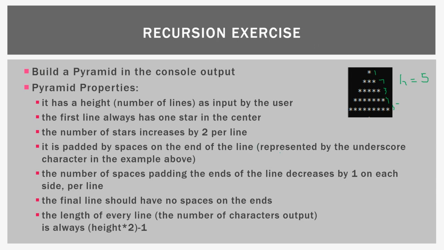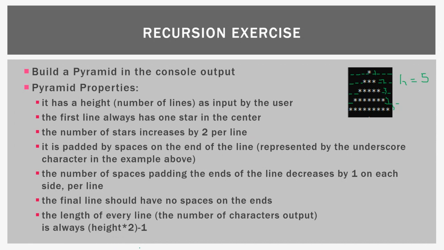It's going to be padded by spaces on the end. I actually took the underscores out of this example, but this line at the bottom is 9 stars. The line above it is 7 stars with a white space on either side. This one is 5 stars with 2 white spaces on either side. So the idea here, you'll notice every line should be the same length. That is the hint that I'm going to give. The final line should have no spaces on the ends.